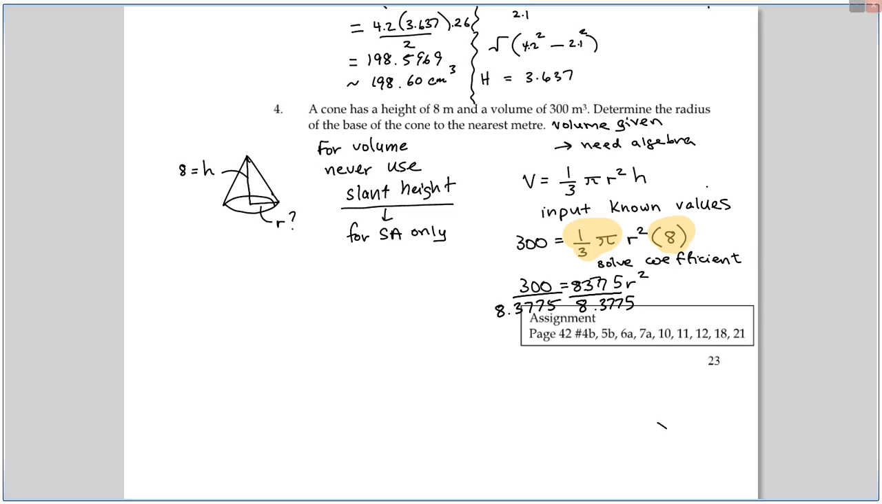30 more seconds, guys. Divide out the coefficient, you get 35.8. And now to solve this, you square root.